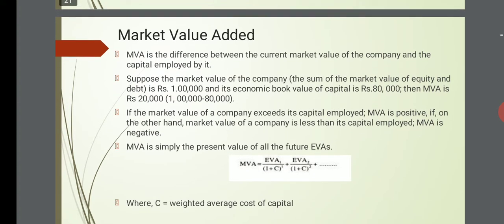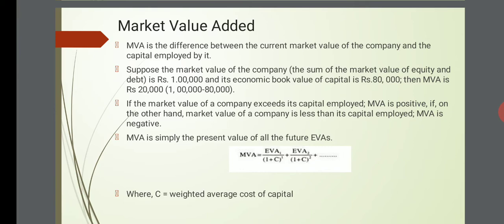Now, market value added, this is a different concept I've just added for your information, will not be coming in the examination. MVA is the difference between the current market value of the company and the capital employed by it. So, similar to economic value addition, where we were considering NOPAT minus capital employed, here we are considering the current market value of the company and the capital employed by the company.